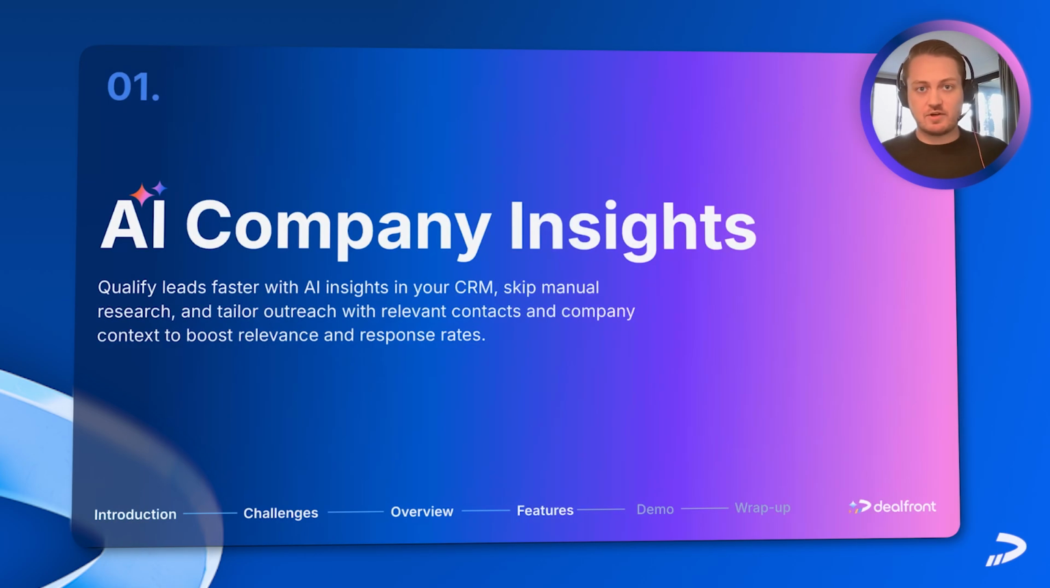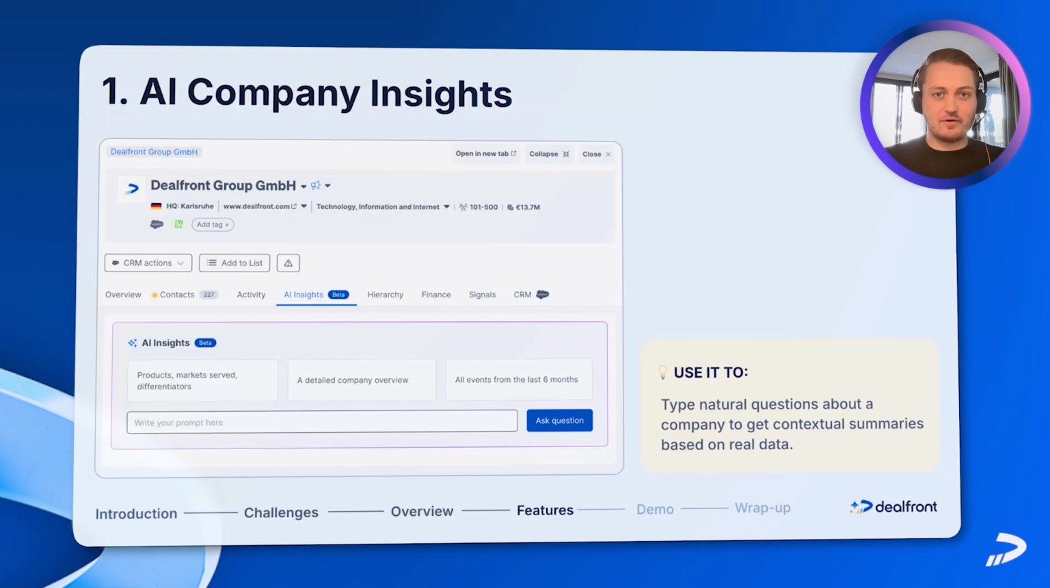The first one that we're focusing on is the AI company insights. With the AI company insights, you can qualify your leads faster and make sure that you don't have to do any manual research anymore. Let the AI do the dirty work for you. You can tailor your outreach based on the information of the AI, making sure that you will actually focus on the right companies constantly, but also with the right message to the right persons. So this is the first one, the AI company insights, and here you can actually already see a small snippet. I will show you in more detail what it can actually do for you.